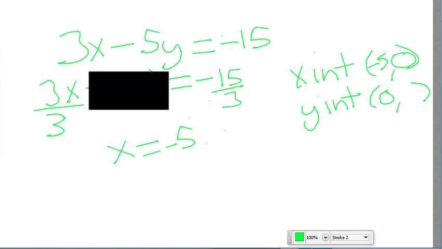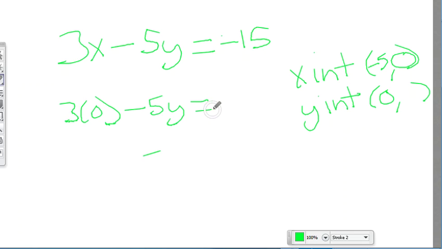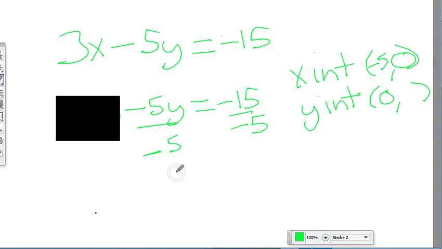Okay, let's go ahead and find the y-intercept now. So we find the y-intercept by letting the x be 0. And then we're going to solve for the y. So 3 times 0, we know that that's 0, so that's going to just wipe out that term. And then we're left with negative 5 times y, so divide by negative 5 on both sides. So y equals a positive 3.